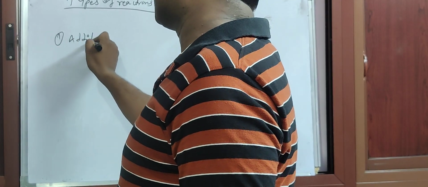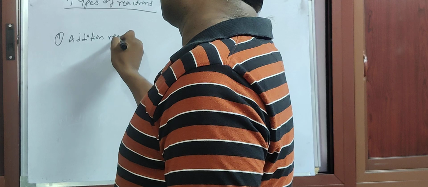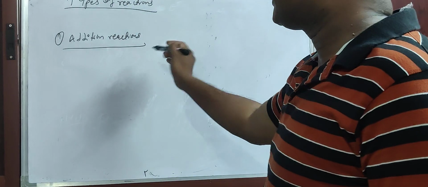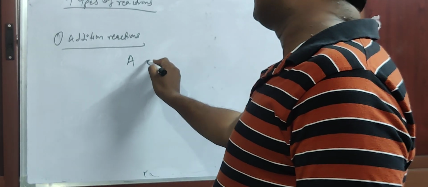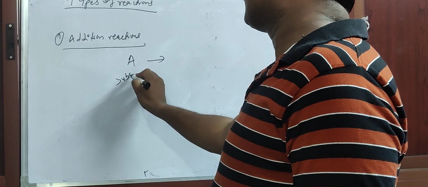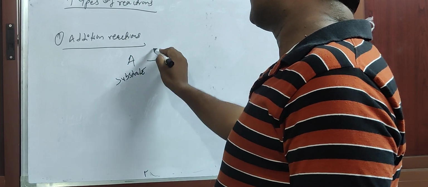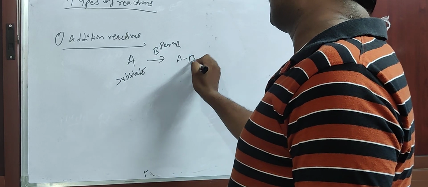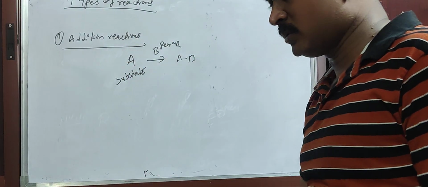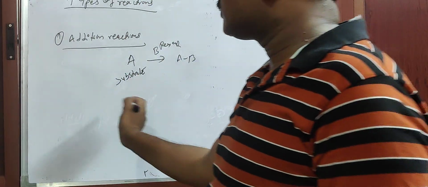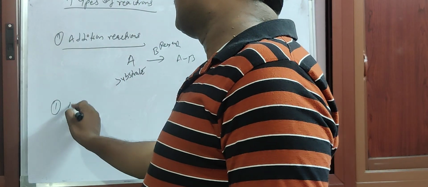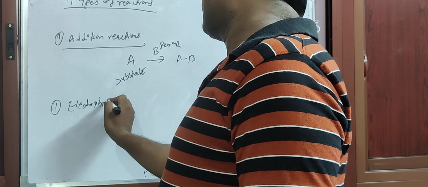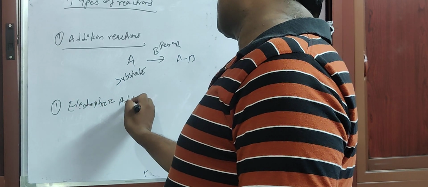Which molecule shows addition reactions? Addition reactions: if you take any substrate A, it reacts with reagent B and will form the AB molecule. This is called the addition reaction. In this case, we have to discuss different reactions. One is electrophilic addition reactions.